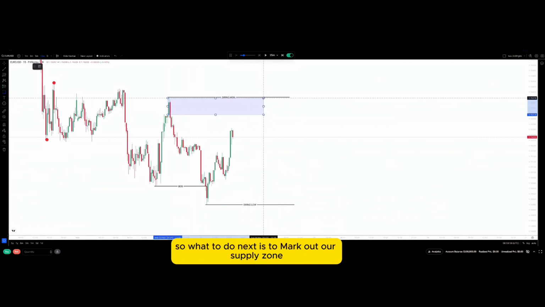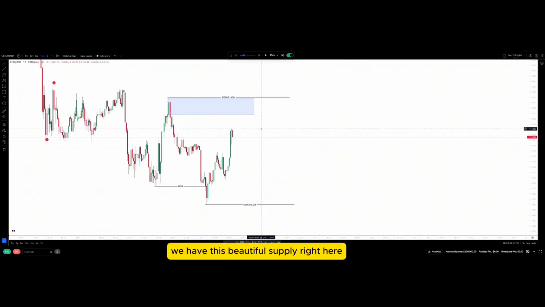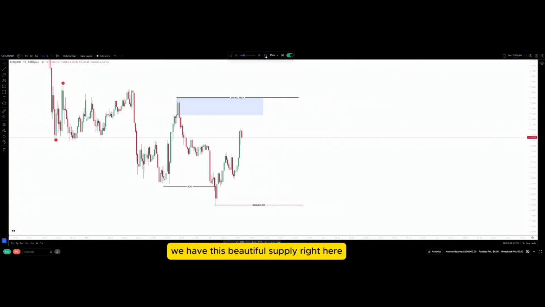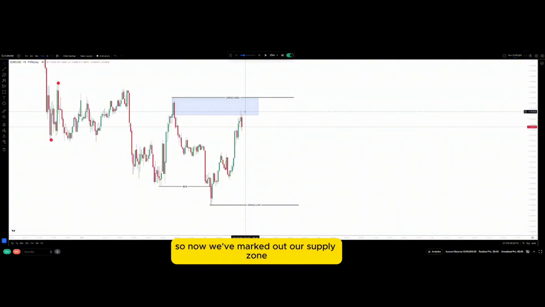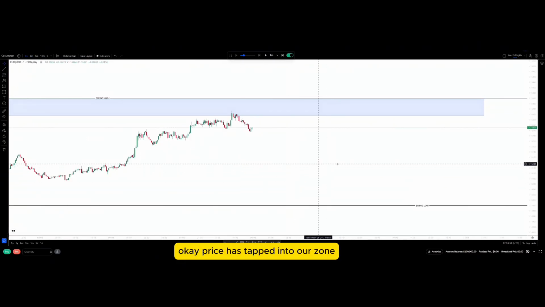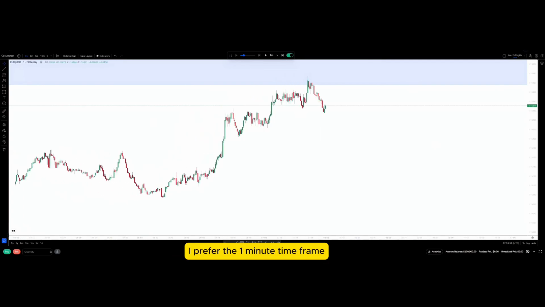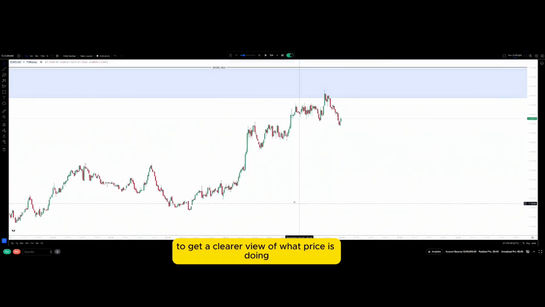So what we'll do next is to mark out our supply zone. As you can see here, we have this beautiful supply right here. So now we've marked out our supply zone. We'll play price and wait for price to tap into our zone. Okay, price has tapped into our zone. So what we do next is we drop down to the lower time frame. I prefer the 1 minute time frame to get a clearer view of what price is doing.